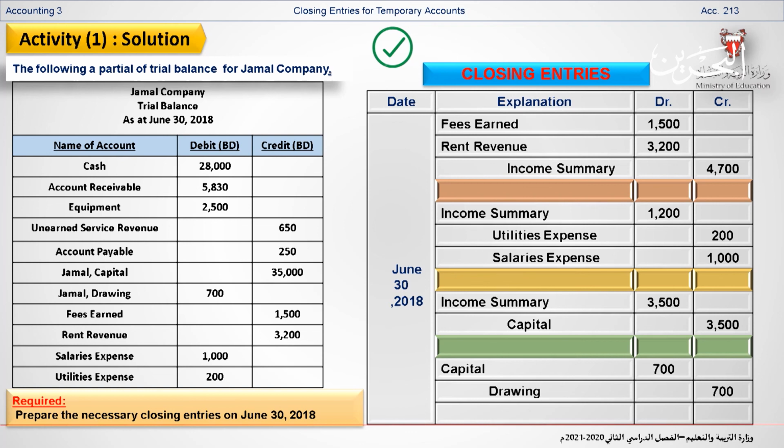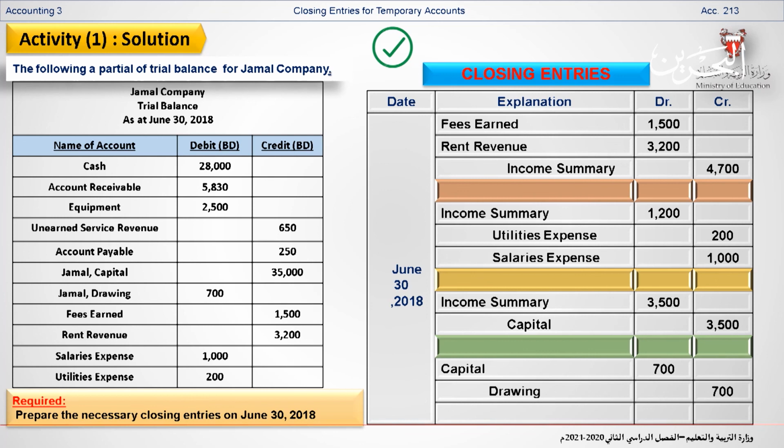The third step is to transfer the income summary balance to the capital account. Prepare a journal entry that clears out the income summary account. This entry transfers the net income of the business to the owner's capital account for 3,500 BD by deducting 1,200 BD from 4,700 BD, and debit income summary by 3,500 BD and credit capital account for 3,500 BD.